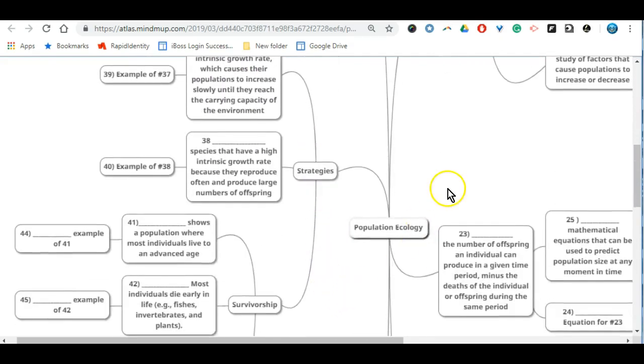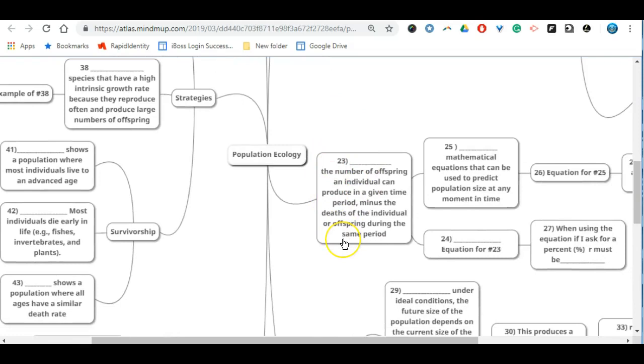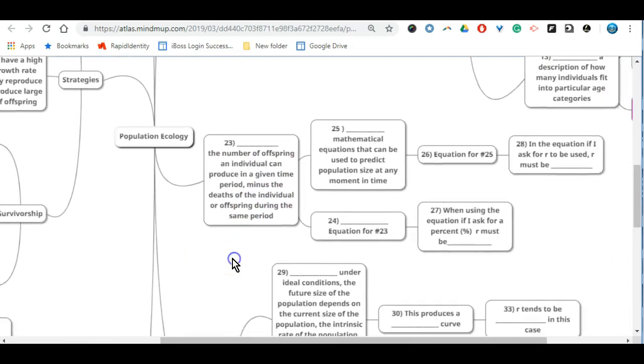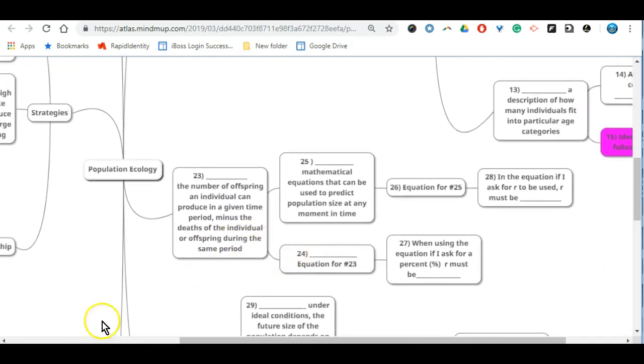All right, moving on to number 23. So the number of offspring that an individual can have at a given time. You can call this population growth. Over here, this is to calculate population growth rate. And actually, now that I'm looking at it, I should have probably had a better definition here.